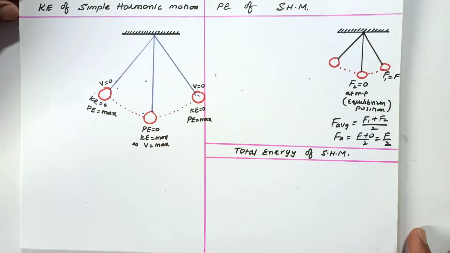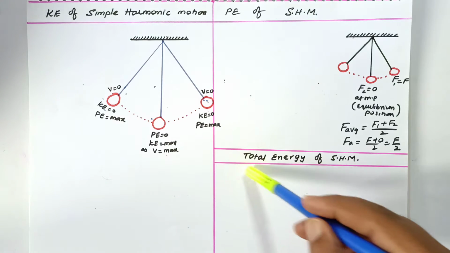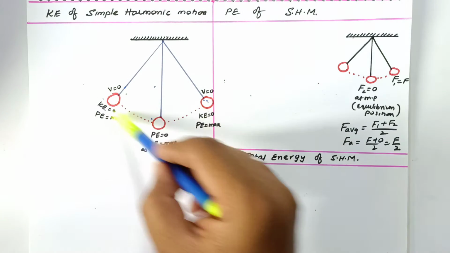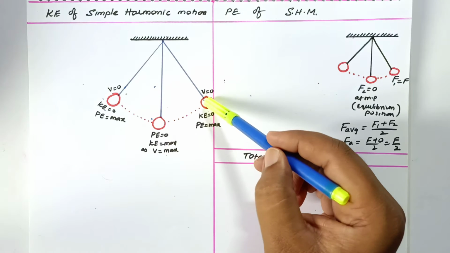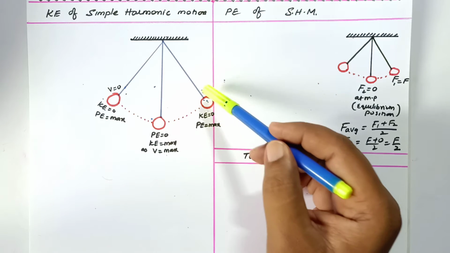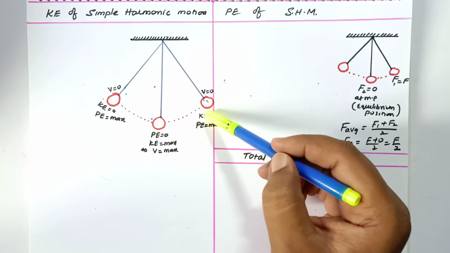Okay, so today we shall discuss kinetic energy and potential energy of a simple harmonic motion, as well as the total energy of a simple harmonic motion. If you observe the oscillation here, at this place velocity is going to be 0 because the pendulum is going to stop here. As the velocity is 0, kinetic energy, which is half mv square, is going to be 0.